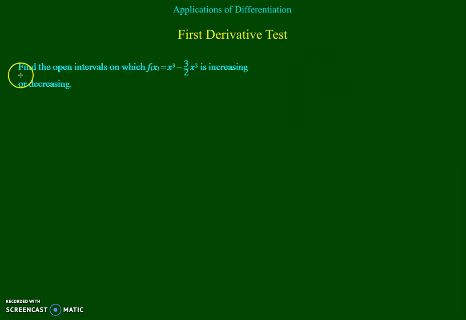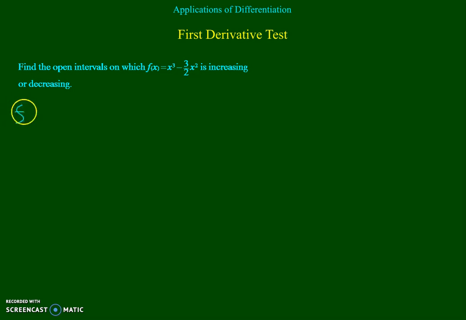So in this example, we're going to find the open intervals on which the function x to the third minus 3/2 x squared is increasing or decreasing. The way we're going to do this is we're going to employ a neat little process called the first derivative test. Obviously with the first derivative test, we're going to need the first derivative of the function. So let's go ahead and do that.